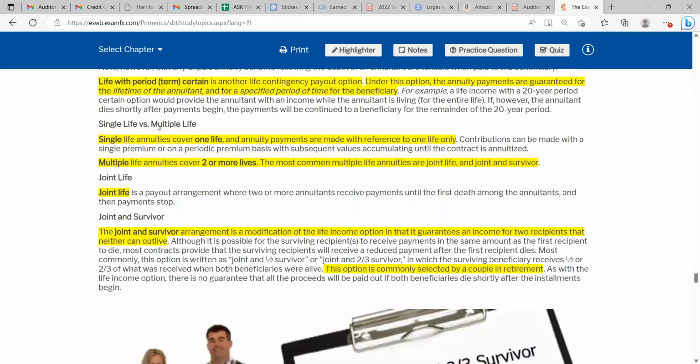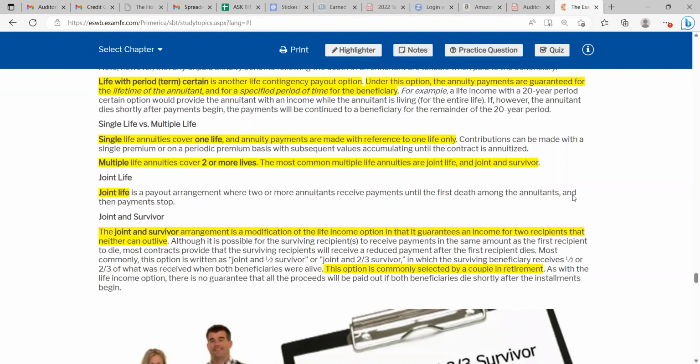So we have single life versus multiple life. Single life annuities cover one life, and annuity payments are made with reference to one life only. Multiple life annuities cover two or more lives. The most common multiple life annuities are joint life or joint and survivor, like we just saw. Joint life is a payout arrangement where two or more annuitants receive payments until the first death among the annuitants, and then payments stop.